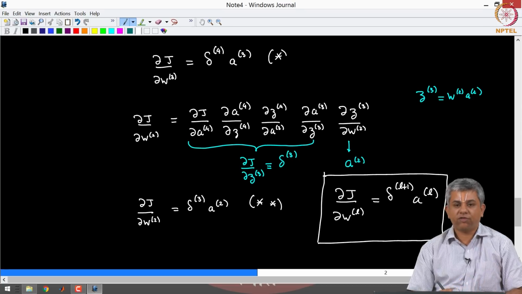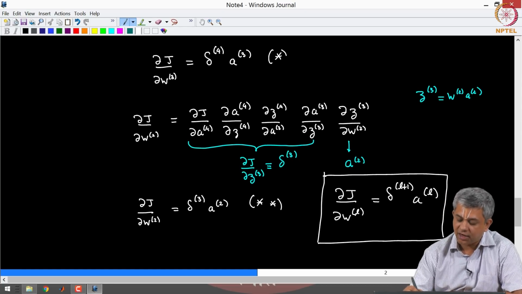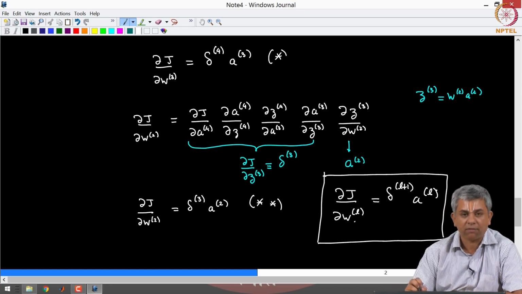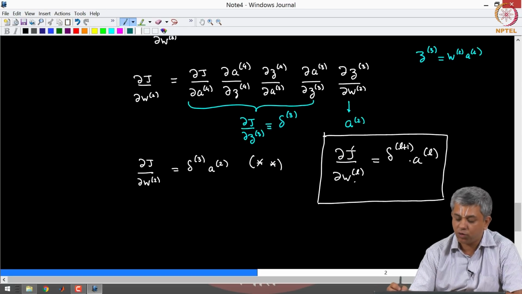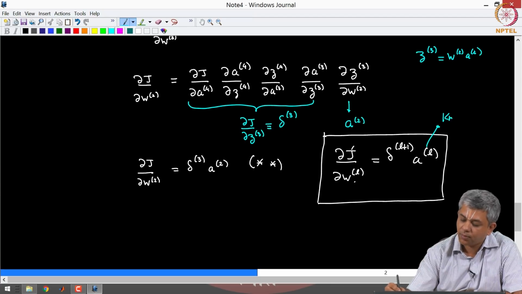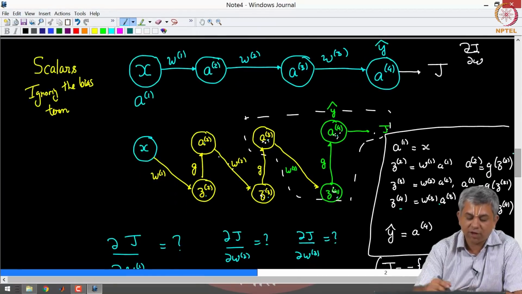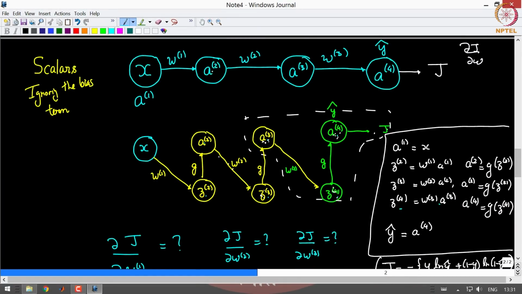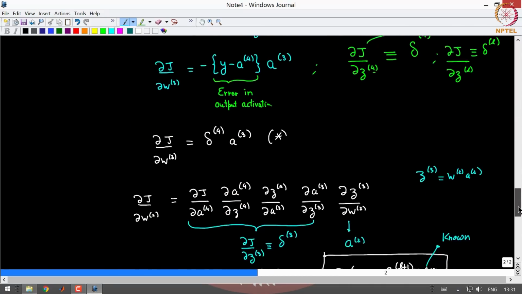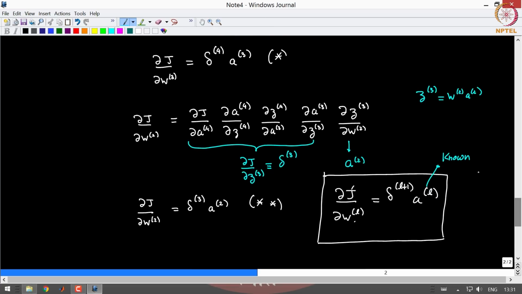This is our first relationship, that del J del W L is delta L plus 1 A L. In this term, this is what we want to find out finally. Do we know everything? We know this. How do we know A L? Simply from the forward pass. If I made a guess for W, I would already have A L before finding out y hat. So, A L is known from the forward pass.